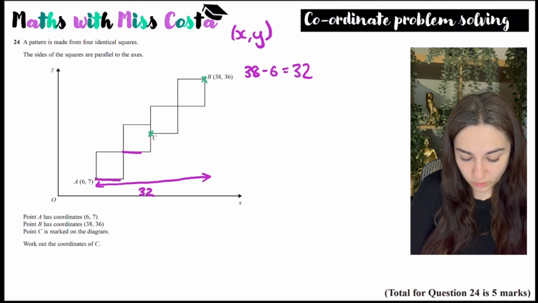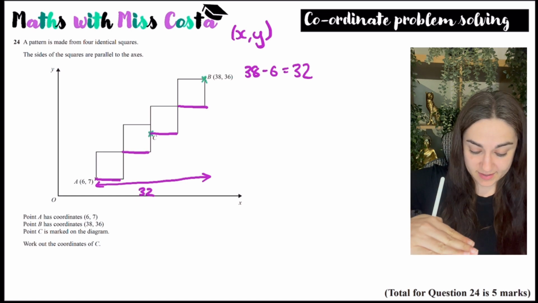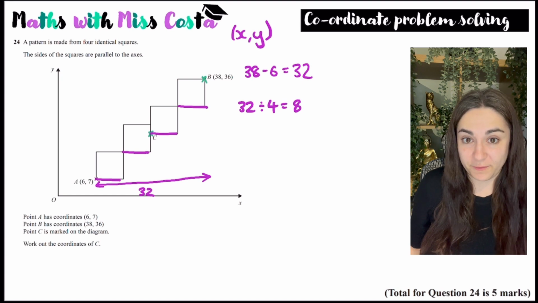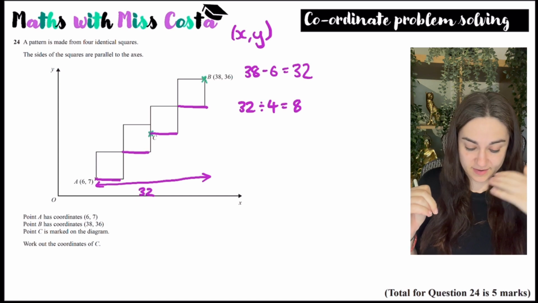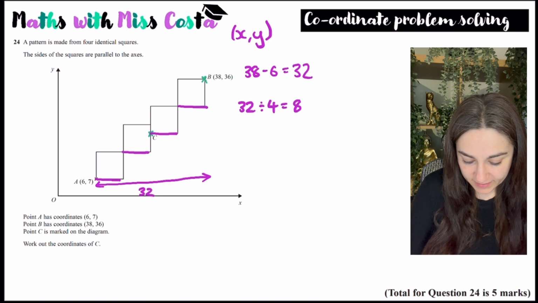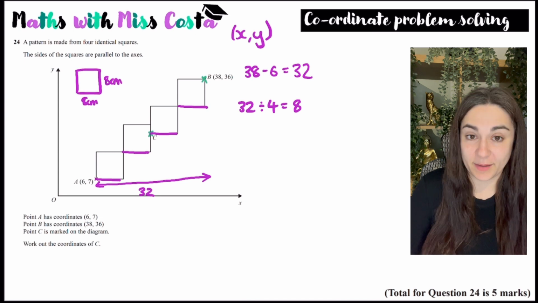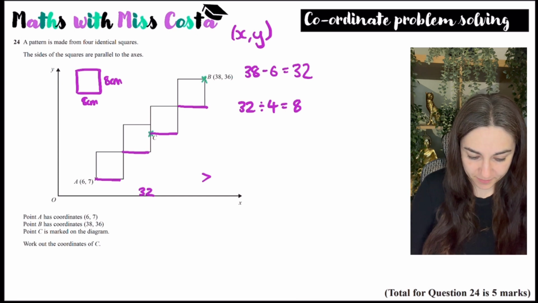And I know that there are 4 lots, 1, 2, 3, 4 lots of the side of the square that make up that 32. So what I could do is 32 divided by 4, which is 8. So just by figuring out what the x distance was, and by knowing that there are 4 squares that fit into that, I can figure out what the side of the square is. So each side of the square must be 8 centimeters. And it's a square, so its length and its height must be equal. So I know it goes 8 centimeters across and 8 centimeters up. That's one first step that I could take.